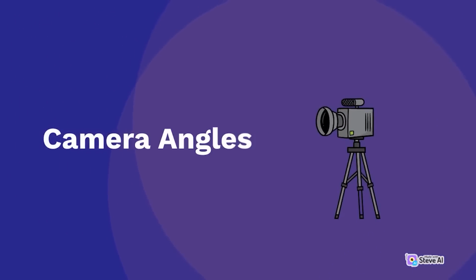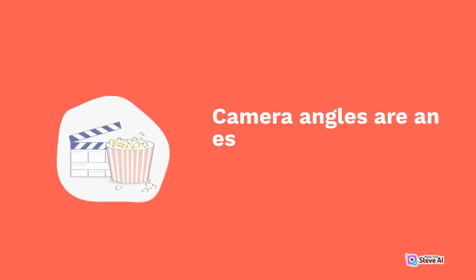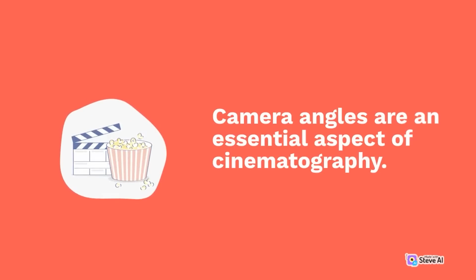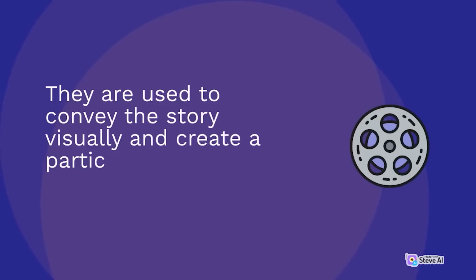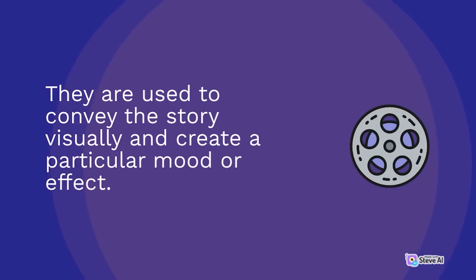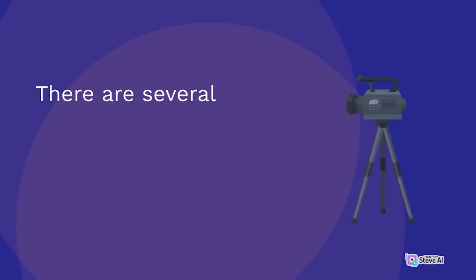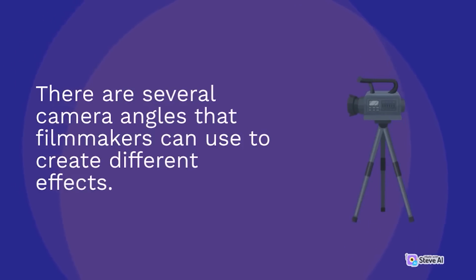Camera angles. Camera angles are an essential aspect of cinematography. They are used to convey the story visually and create a particular mood or effect. There are several camera angles that filmmakers can use to create different effects.